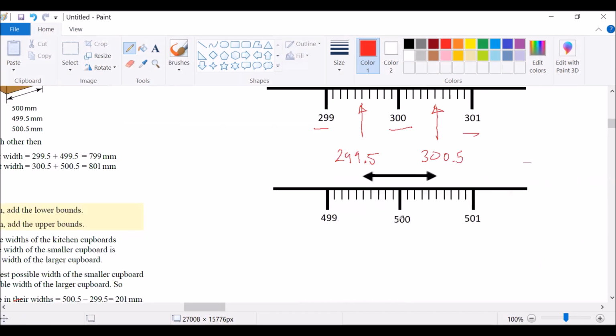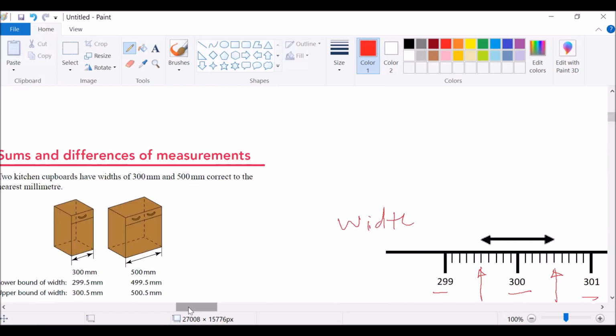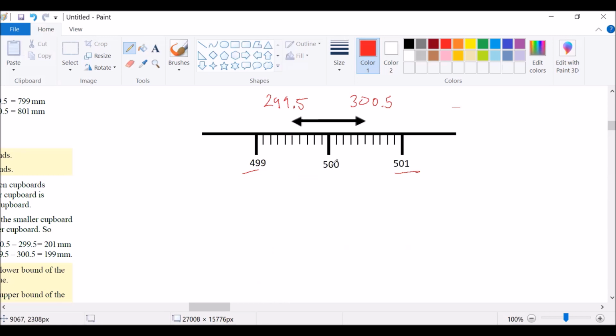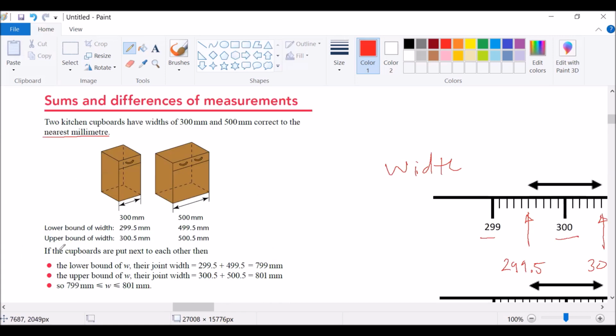500 in the neighborhood, the next millimeter is 501. The previous millimeter is 499, because we are told our accuracy, the nearest millimeter. So halfway between 499 and 500 is 499.5. This is our lower bound. And midway between 500 and 501 is 500.5. That is our upper bound. If the cupboards are put next to each other, so we'll have this 301 next to this 501.